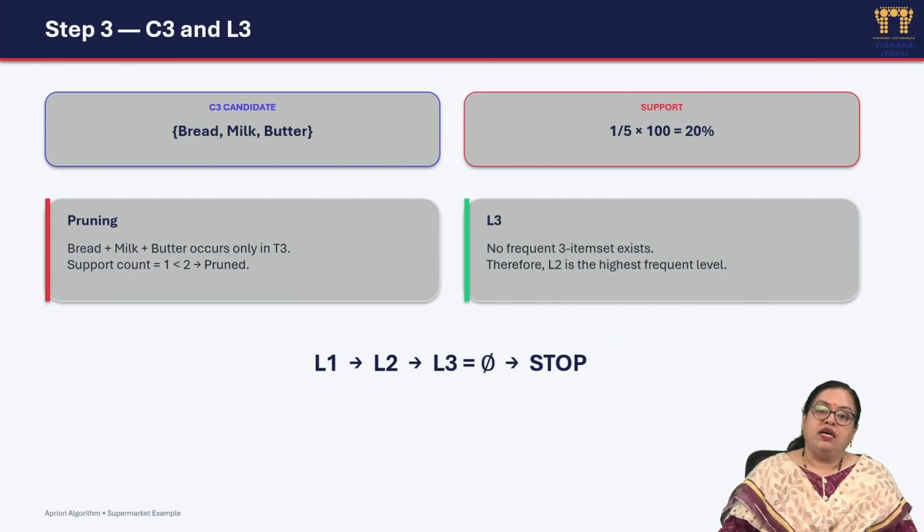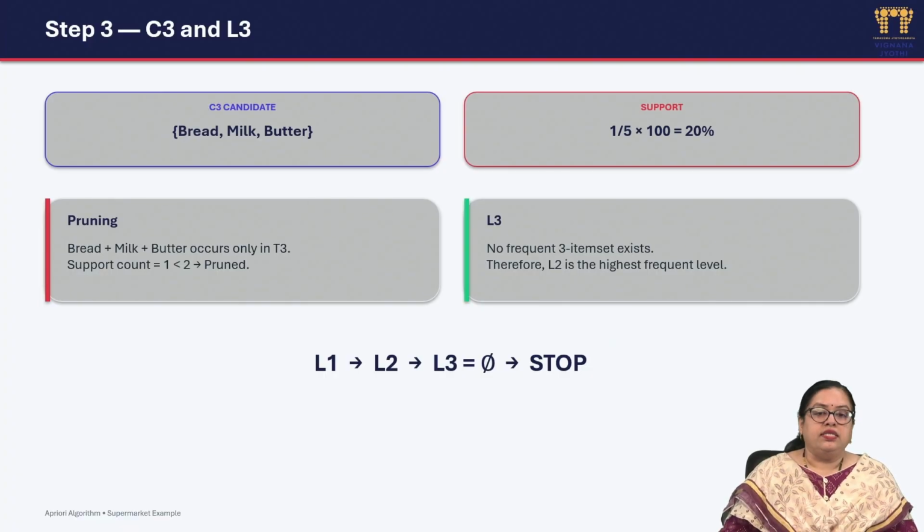In the previous example we had L3 as the highest, and at L4 our algorithm stopped, but here we have a smaller data set. There it went from L1 to L2, L2 to L3, and then we stopped at L3. Here we are not considering L3, so we are considering up to L2.